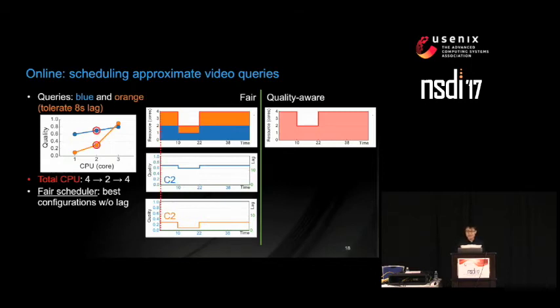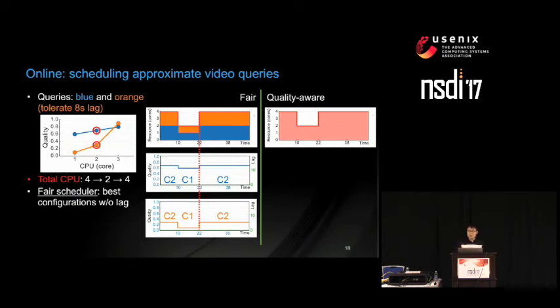We can see that at the beginning, each query has 2 cores. Choosing the second configuration for each query, the quality of the blue and the orange queries will be 0.7 and 0.3 respectively. Then during the resource shortage, their configurations are lowered to C1, and they will get quality of 0.6 and 0.1. After another 12 seconds, the cores are back, so their configurations will be back to the second and get quality of 0.7 and 0.3.